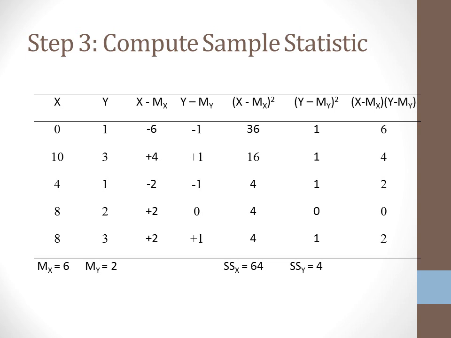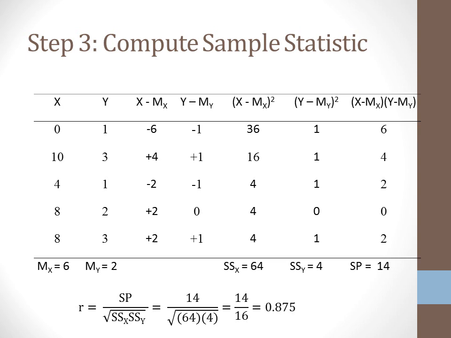So now we simply need to add this column so that we can get our value for the sum of products. And our value for the sum of products is 14. We can now use these values to compute the Pearson correlation. So the Pearson correlation is simply as follows. The sum of products divided by the square root of the sums of squares x and the sums of squares y. So we plug in the values and solve, which gives a value of 0.875 for r.